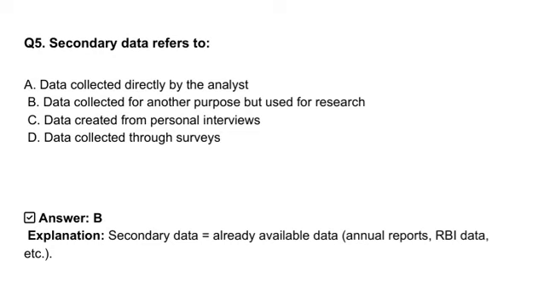Now, let's look at what secondary data really means. The correct answer here is B. Secondary data refers to data that has already been collected for some other purpose, but is now being used for research.